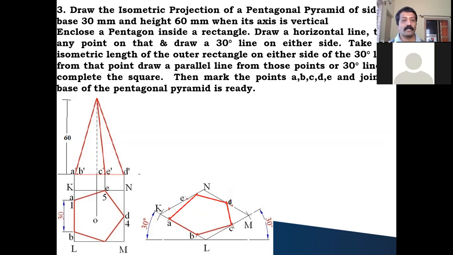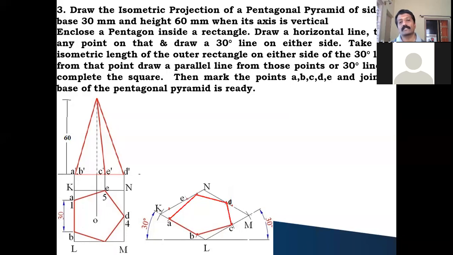From the center of the pentagon also you draw a vertical projector, because the center of the pentagon is where the axis line or center line of the pyramid exists. After drawing the vertical projectors from all these points, from the axis line at the center point, you take 60 millimeter and draw the vertical projector line. This is your vertex or the apex. Now you draw lines like this to all the points. Then the front view of the pyramid is ready. That's all. After this, let me start the isometric position.